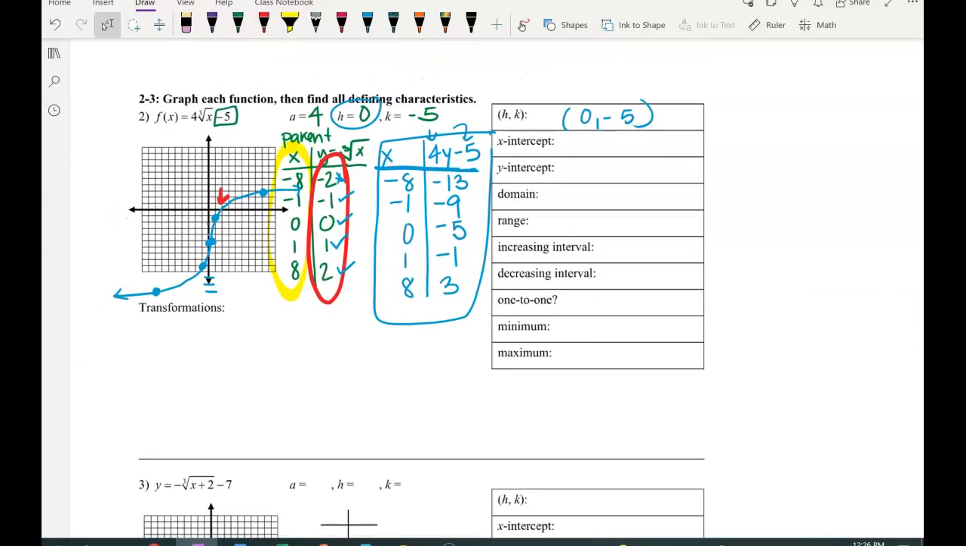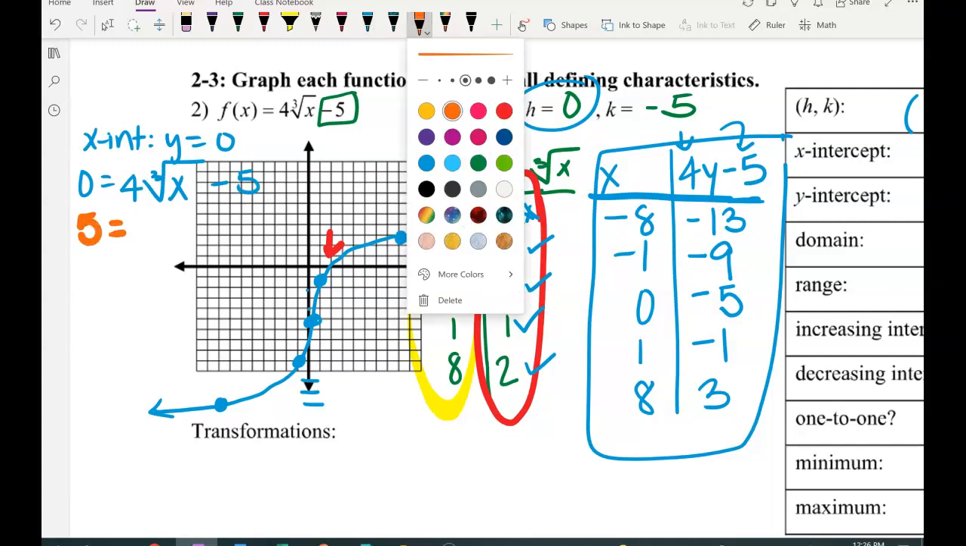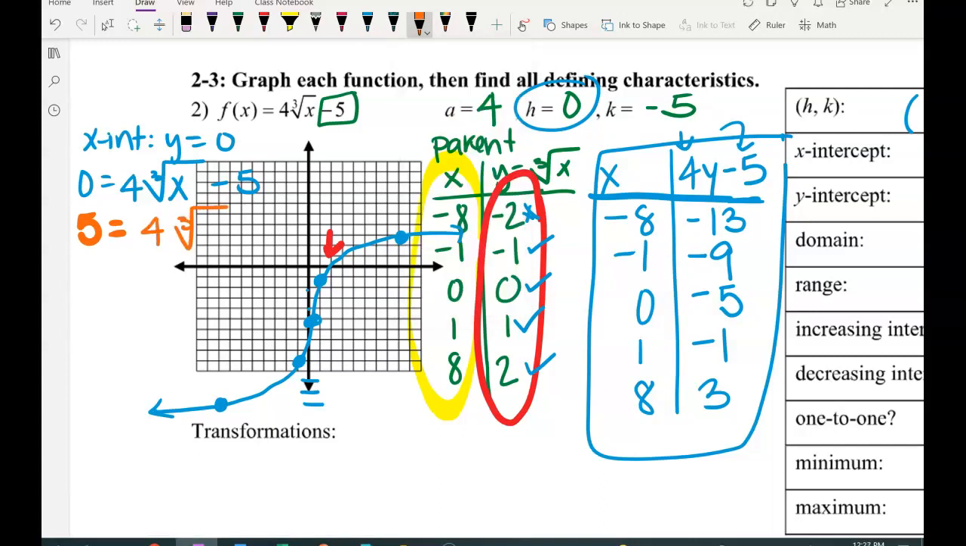X-intercept. Let's see, where should I do the work? How about right here on this side? X-int is when y equals 0. So 0 equals 4 times cube root of x minus 5. First thing we want to do is add 5 to both sides. So 5 equals 4 times the cube root of x. Remember, we want to isolate your radical, so divide both sides by 4. So 5 over 4 equals cube root of x.